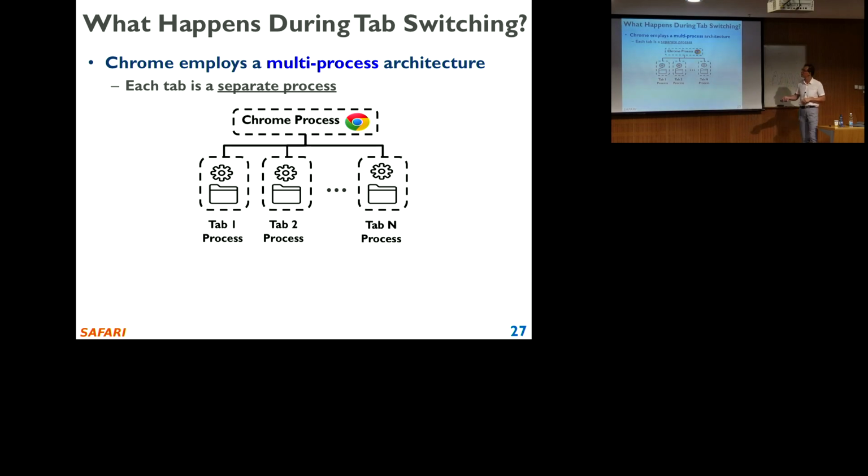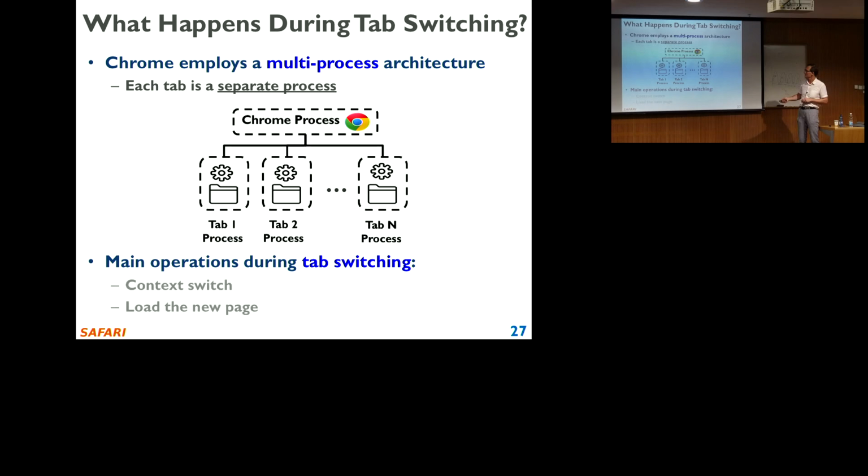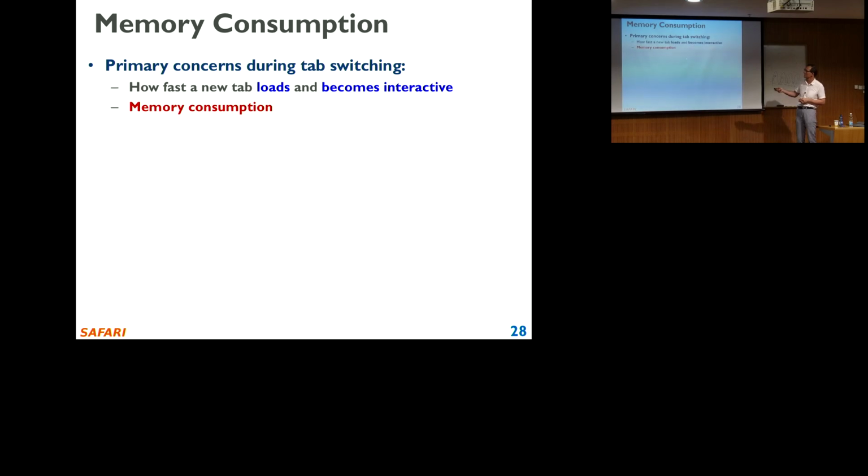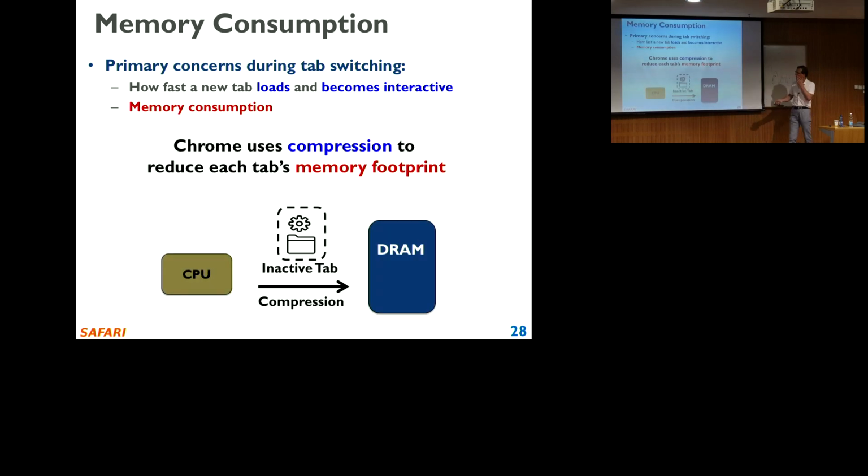Chrome, in this case, employs a multi-process architecture. Each tab is a separate process. And you basically do context switching, and you do the loading of the new page. And it turns out this is a memory-consuming operation. How fast a new tab loads and becomes interactive is important, and memory consumption is important. And Chrome, at least, uses compression to reduce each tab's memory footprint. So if a tab is inactive, you compress it and put it in DRAM, and this is called ZRAM.